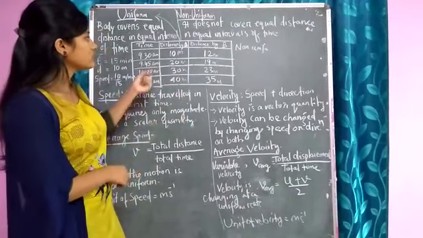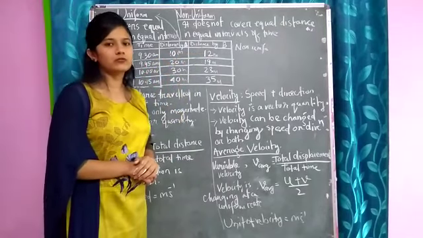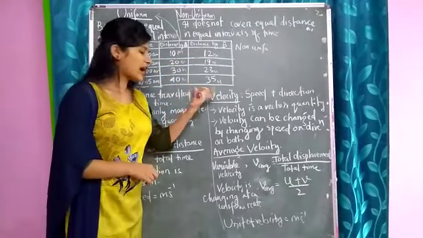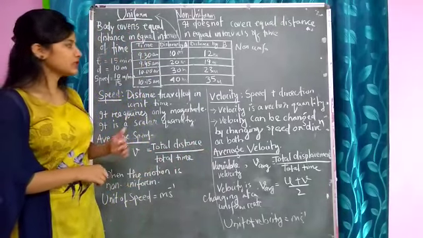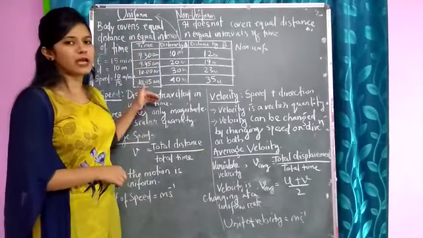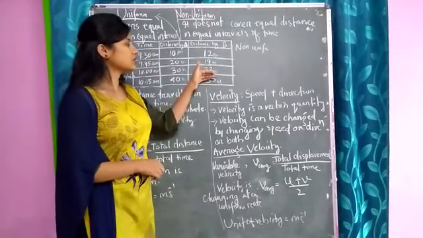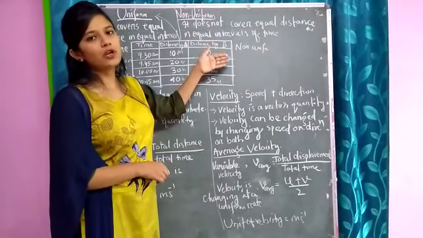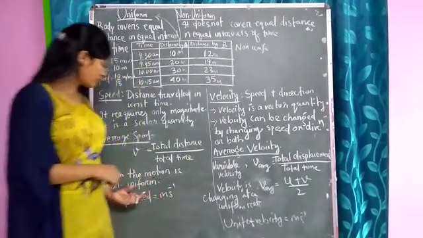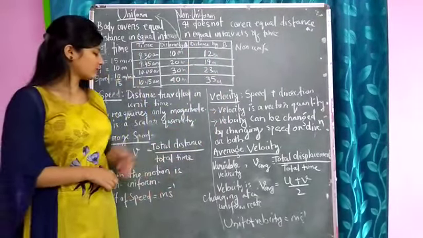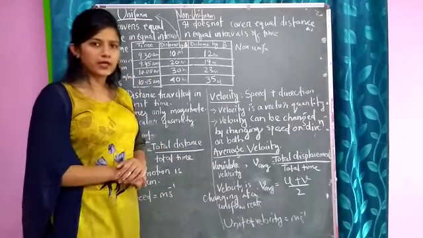But in case of non-uniform motion, we have to define the average speed. That means at each interval of time the distance is varying, so the speed will also vary. So for the non-uniform motion case, we go for average speed.